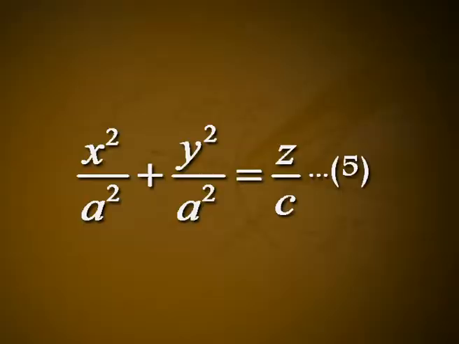Example 7. The circular paraboloid or paraboloid of revolution. x²/a² + y²/a² = z/c. Equation number 5 is obtained by taking b = a in equation 3 for the elliptical paraboloid.